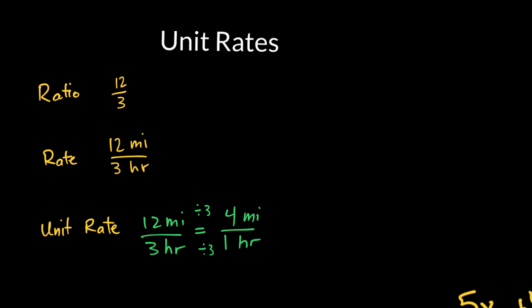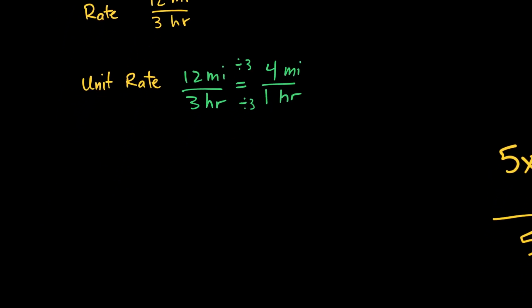Now, let's say you have a rate that is 7 miles in 2 seconds. Someone's going really fast, 7 miles in 2 seconds. What is the unit rate? Well, we need that unit rate to have a denominator of 1. So we want to know how far it travels in 1 second, which means we have to divide by 2. So we divide both by 2, and it's going to be 7 divided by 2.